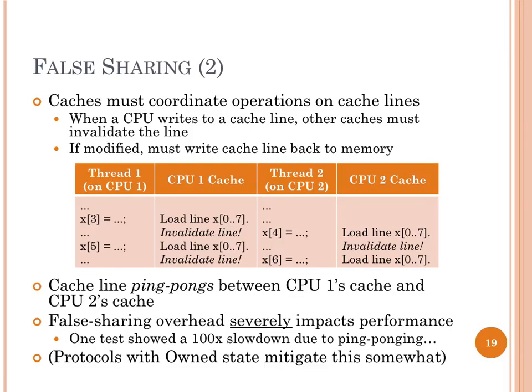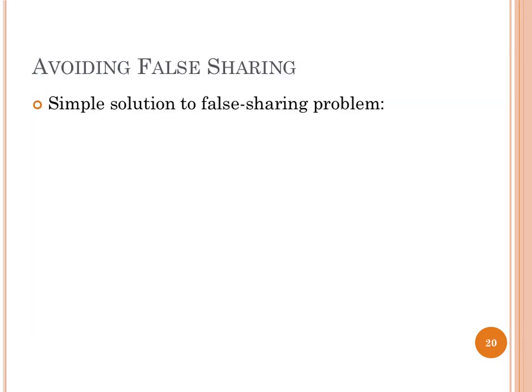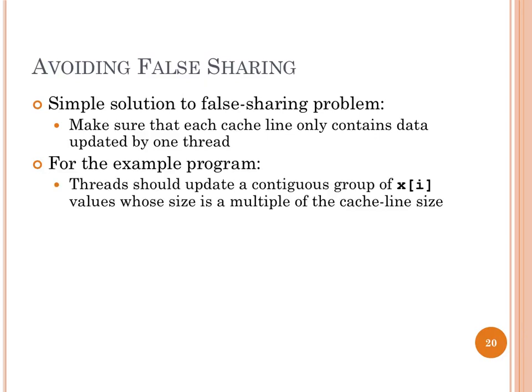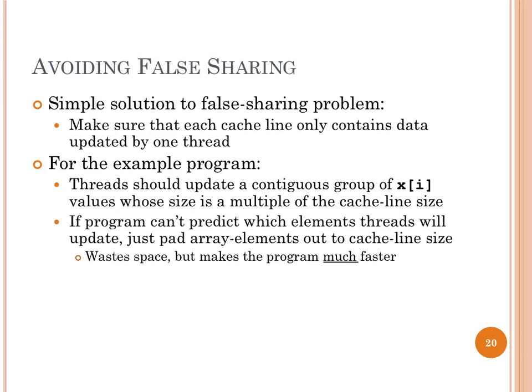Any questions? All right. So how do we avoid false sharing? Well, we just make sure that entire cache lines are the units that a thread or a processor is actually working with. That's easy enough. You'd be doing that anyway if you were trying to make a cache-friendly implementation. So if, for example, you said threads update contiguous groups of the X array and make sure that that's some whole multiple of the cache line size, then you'd be really happy.